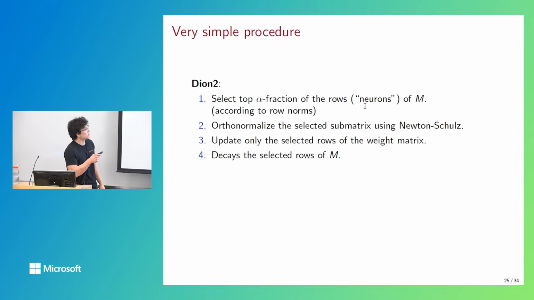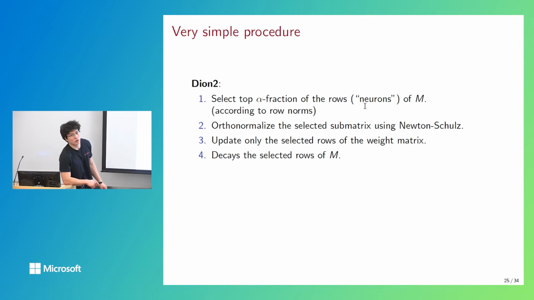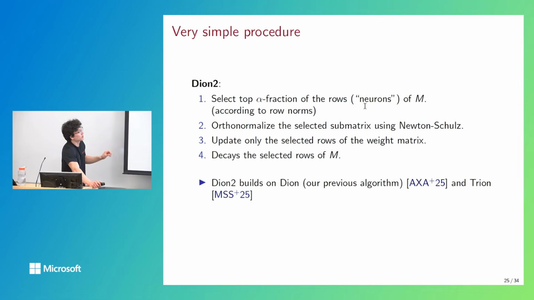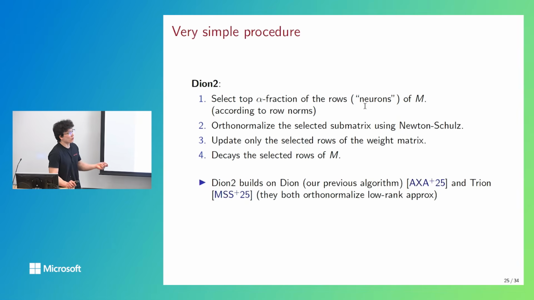And the important part is this error feedback mechanism, the fourth step, where we only decay the selected rows in the momentum. This enables us to choose diverse neurons and update them across different training steps. Dion 2 builds on Dion, our previous algorithm, and also this other algorithm called Trion. They both orthonormalize a low-rank approximation of the momentum matrix, and we simplify both of them by using this fractional orthonormalization approach.